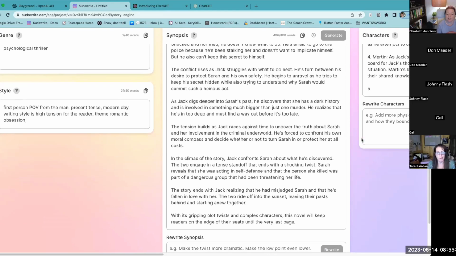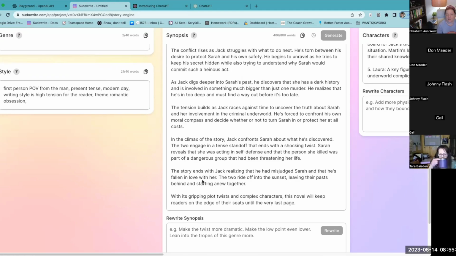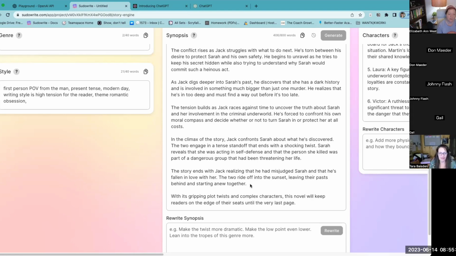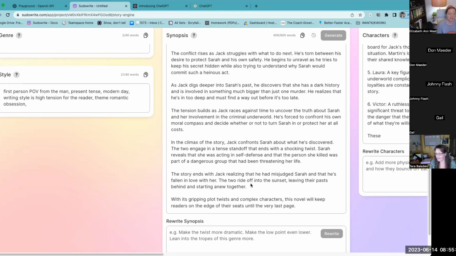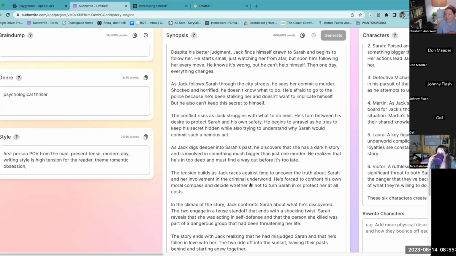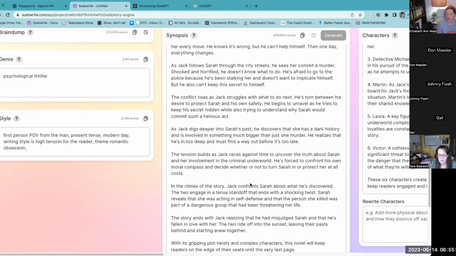One thing that synopsis can sometimes struggle with is giving you a clear ending. This time it does, it's fine. The story ends with Jack realizing he had misjudged Sarah and that he's fallen in love with her. The two ride off into the sunset, leaving their past behind and starting anew together. That wouldn't probably work because it just turned this into a romance instead of a psychological thriller. So that's a problem.